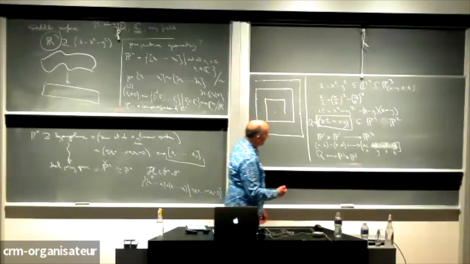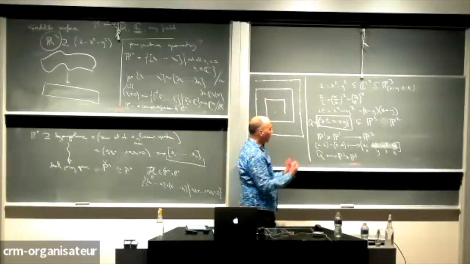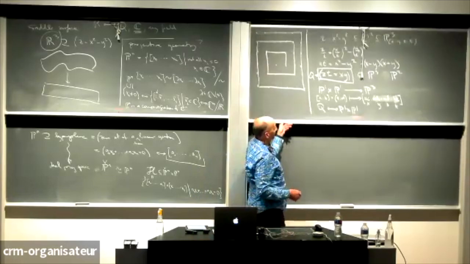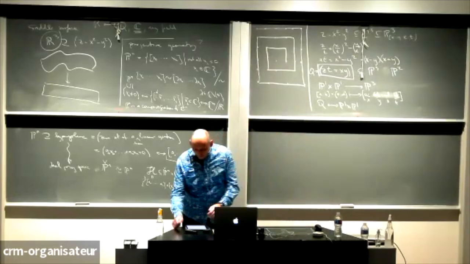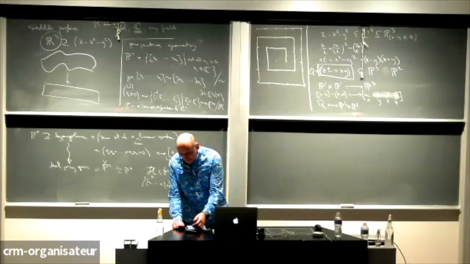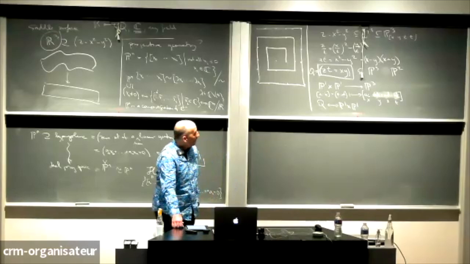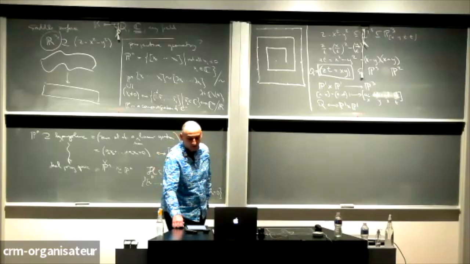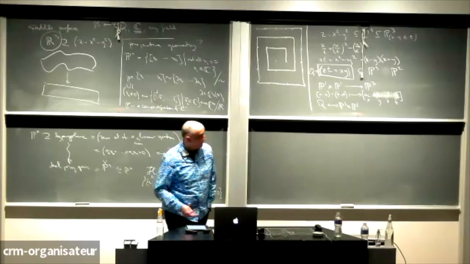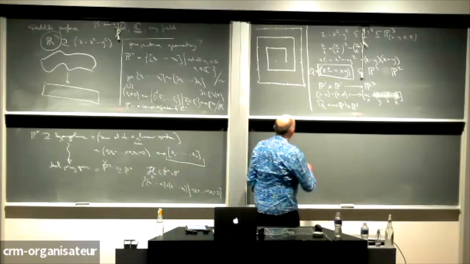So now the question is, can I deform P1 cross P1 into P2? And again, the question is, in what category do we mean it? But it turns out that it almost doesn't matter what category, because the answer is that we won't be able to do that. So why is that?